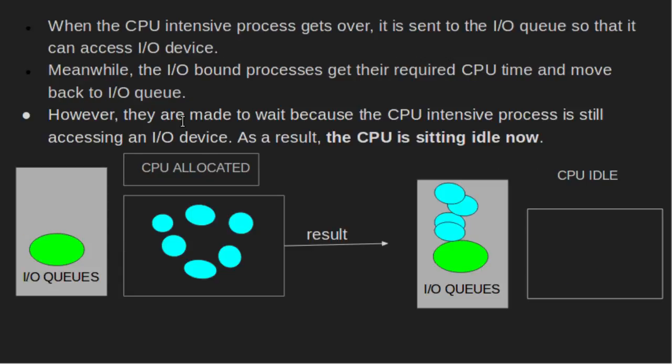When the CPU intensive process gets over, it is sent to the input output queues so that it can access input output devices. Meanwhile, the input output bound processes get their required CPU time and move back to input output queues. However, they are made to wait because the CPU intensive process is still accessing an input output device. As a result, the CPU is sitting idle now.